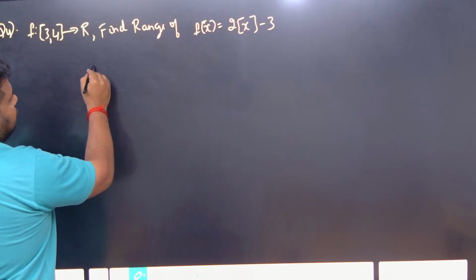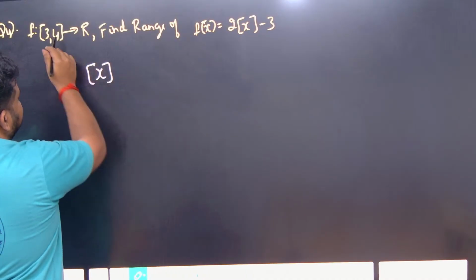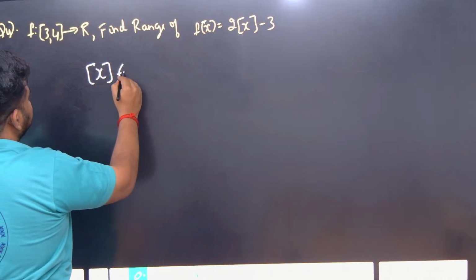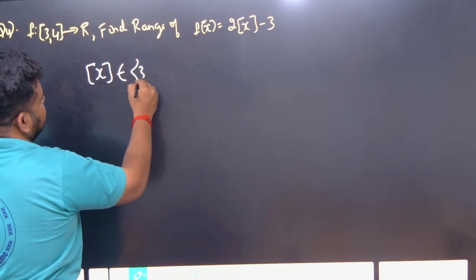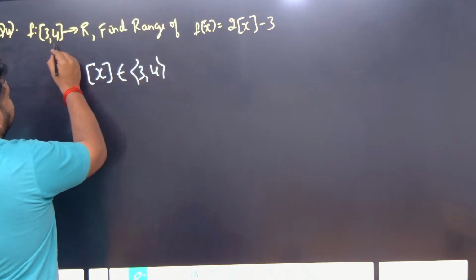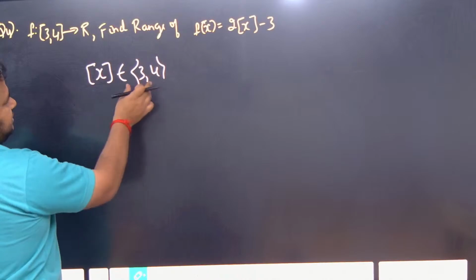So for this what will you do? They are telling step of x belongs to this, directly. So I can write step of x belongs to the set of 3 comma 4. The integer values for 3 comma 4 I will get are 3 and 4 only. So I will write 3 comma 4 directly, set of 3 comma 4.